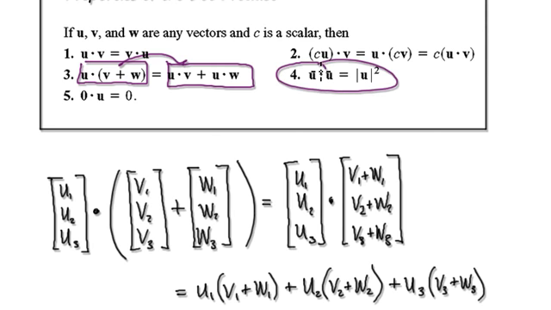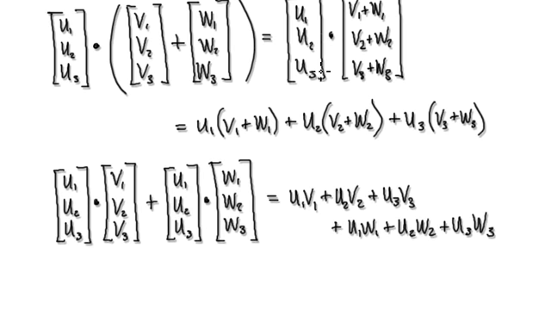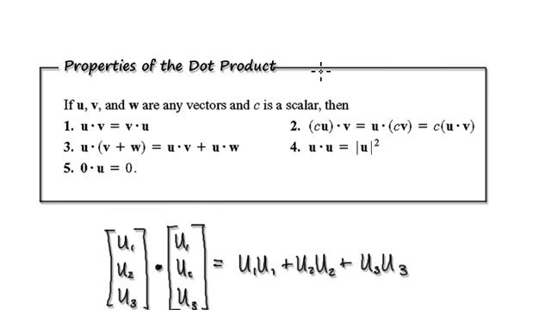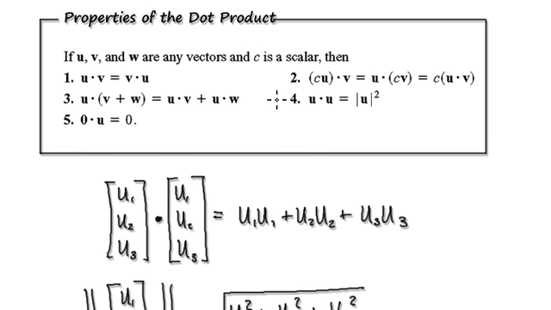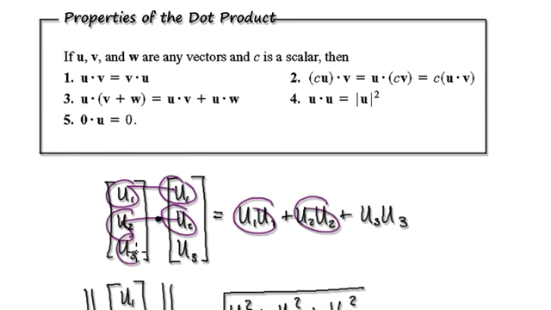So now let's look at property 4. Looking at property 4, it's saying get one vector and then dot it with its exact same self. So getting a vector and its exact same self, that would be this. Dotting this would be this times this, and then this times this, and then this times this. That will then give you this.